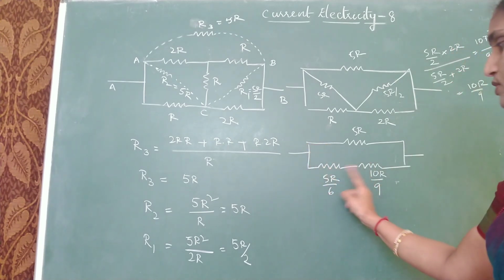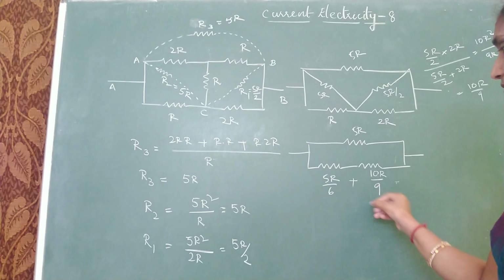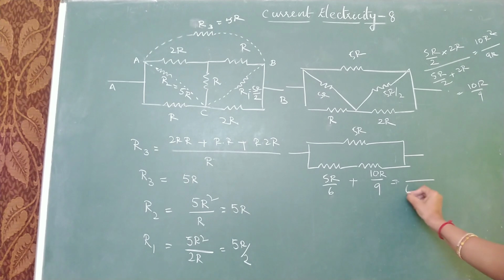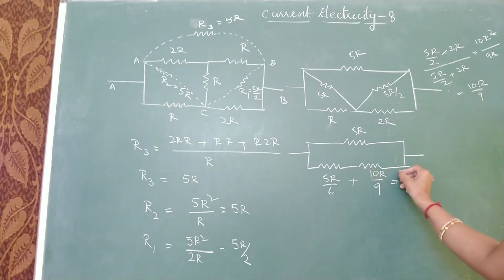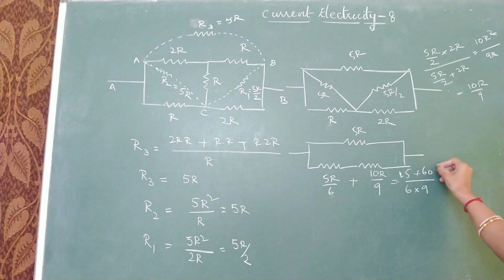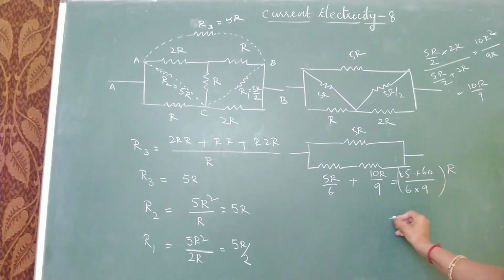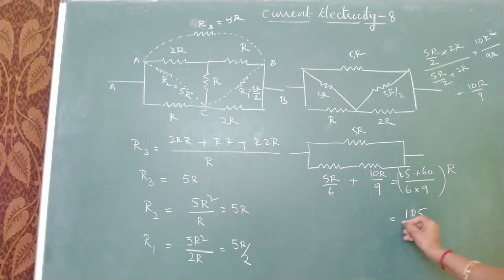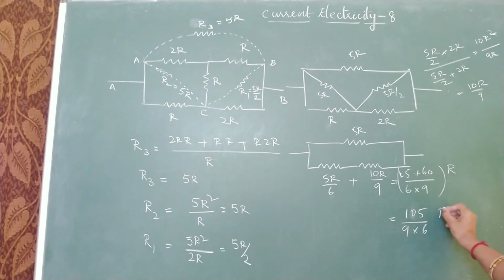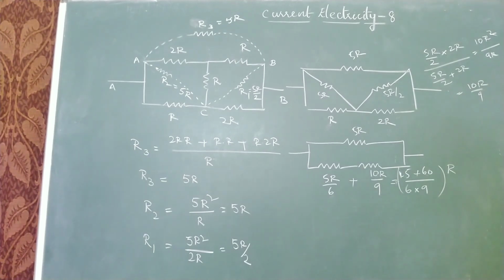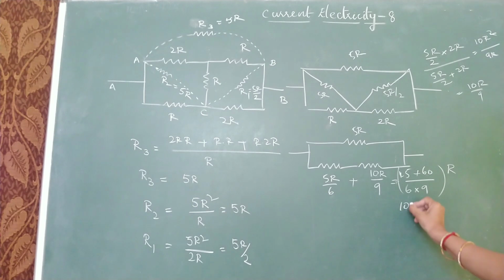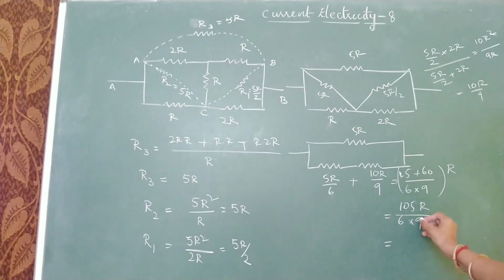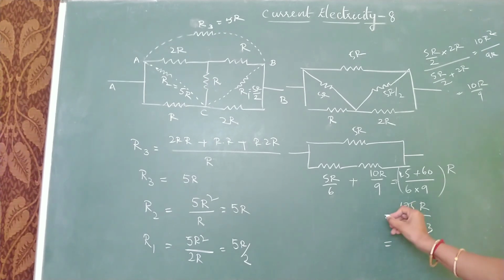And how are these two in series? Can I add the values? Add, take LCM of 9 and 6. I'll keep it as 9 into 6. 10 into 6 is 60 plus 9 into 5 is 45, into capital R. 60 plus 45 means 105 by 9 into 6, into capital R. Simplify. Divide this 105 into R by 6 into 9. I will cancel with the 3 table. 3 3s, 3 3s are 9.